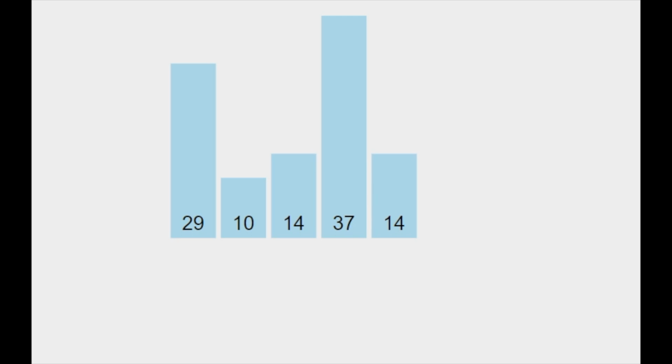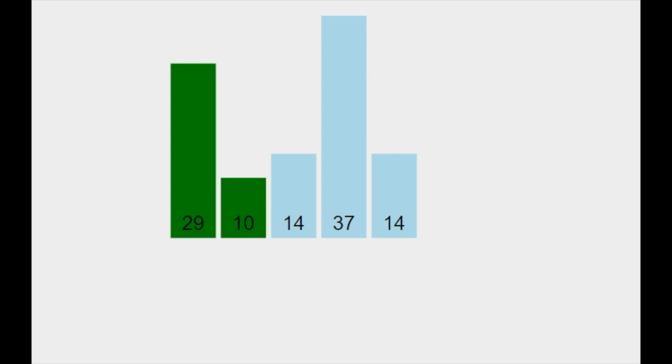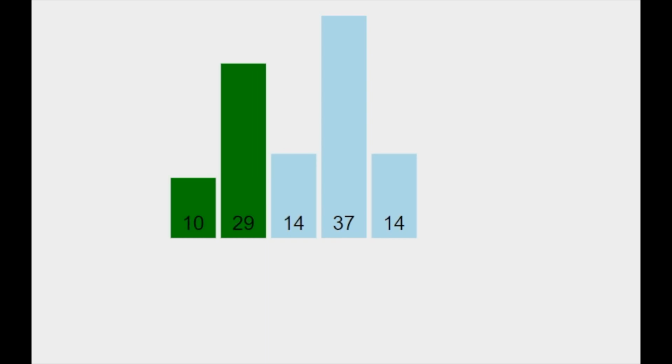Here are a few numbers that I would like to sort in ascending order. So as I said, in bubble sort, the adjacent elements are compared. Starting from the 0th index, I'm going to compare 29 and 10. As 29 is greater than 10, 29 will move towards the right side as the numbers are needed in ascending order. So the elements are swapped. Next is the comparison between 29 and 14. 29 is greater than 14, so the numbers are swapped again.